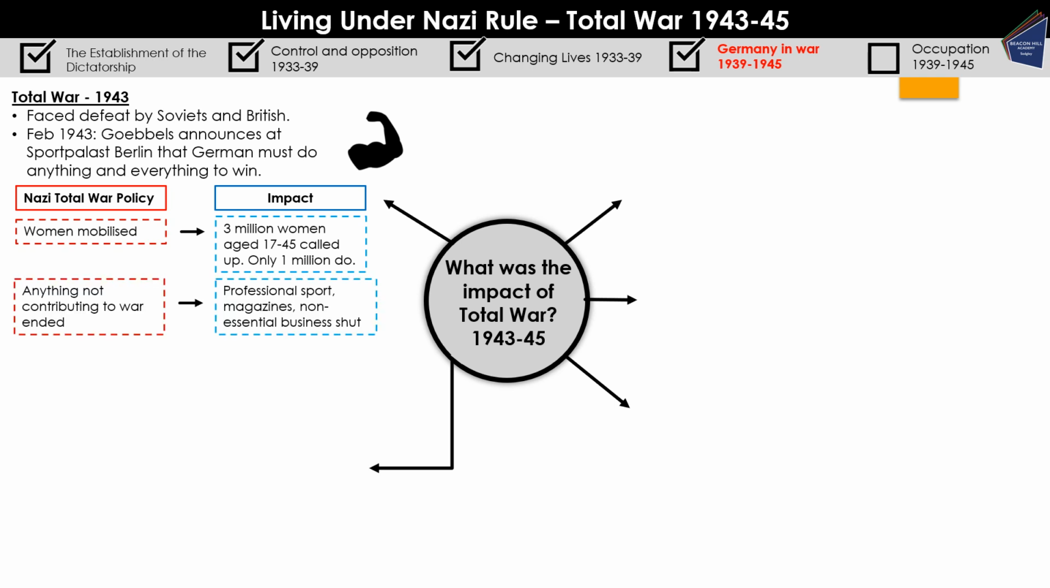Anything that didn't contribute to the war had to end. So as a result of this, professional sport, magazines, non-essential businesses were all shut down. Shortages worsened, so rationing was a real problem.